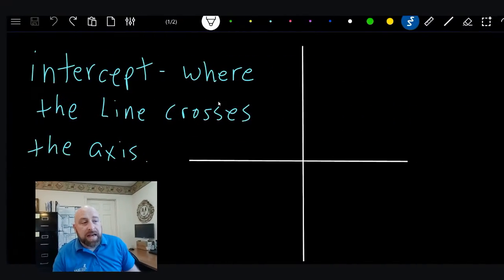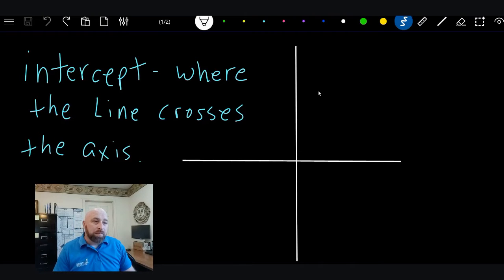Today we're going to continue talking about the Cartesian plane, and we're going to talk specifically about what's called intercepts. An intercept can best be defined as when a line crosses the axes, either axis, the x-axis or the y-axis. I've got it written down here. You can look at it. Intercept: where the line crosses the axes.